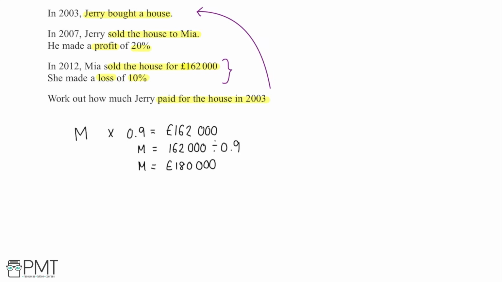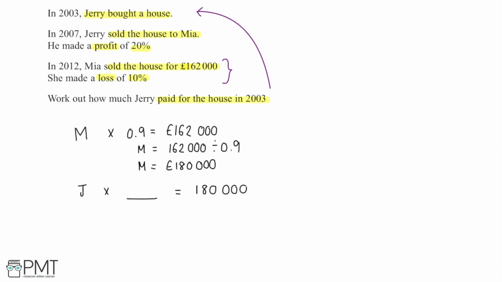So we've worked out how much Mia bought the house for. And if we go back to this line, Jerry sold the house to Mia for this amount. So Jerry sold the house to Mia for the price that Mia bought it for, so £180,000. And Jerry made a profit of 20%. So we can set up a similar equation. So if I use J this time for the price that Jerry bought the house for, the price that he bought the house for, times some multiplier here is going to give us the price that he sold it for, which is 180,000 to Mia.